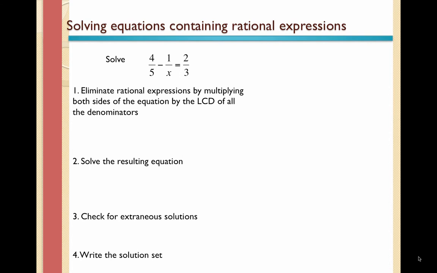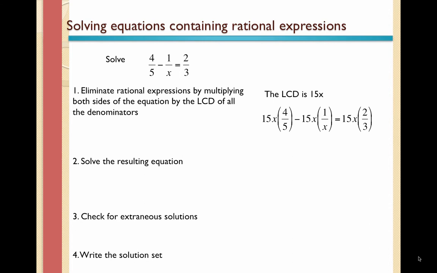The basic strategy is to find a common denominator and multiply all the parts of the equation by the common denominator. Now, this is the same strategy that you learned when you were first working with linear equations and you wanted to clear fractions. You would multiply by the common denominator. For this problem, we can multiply all three denominators together to find a common denominator of 15x. So we take that 15x and we multiply every piece of the equation by 15x.